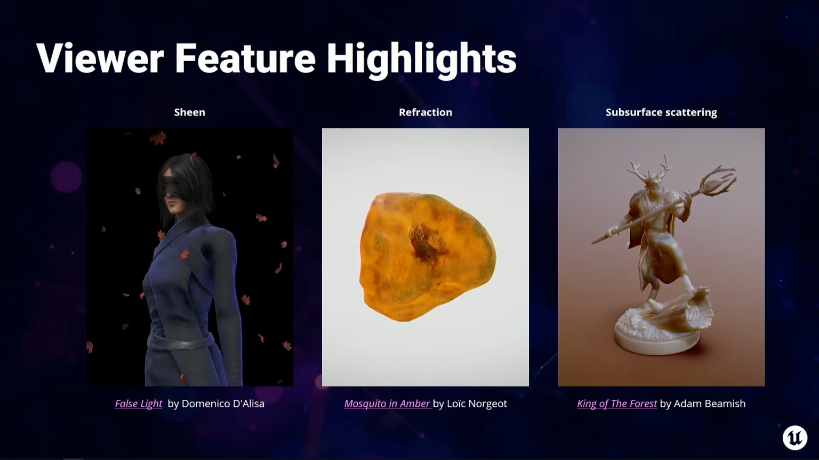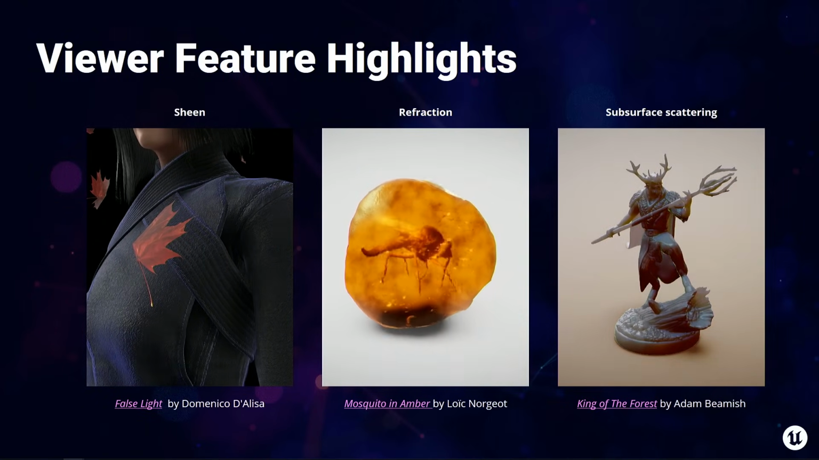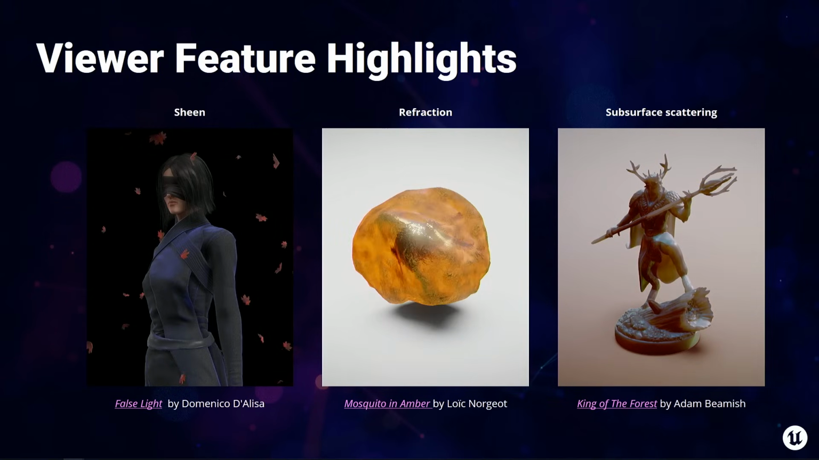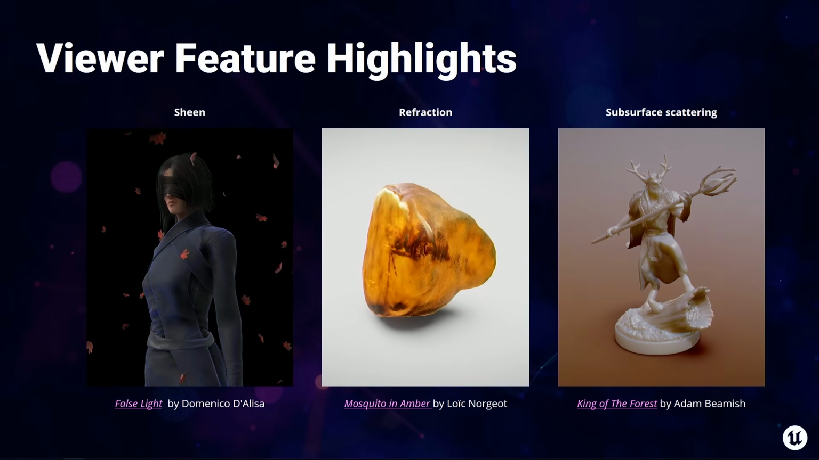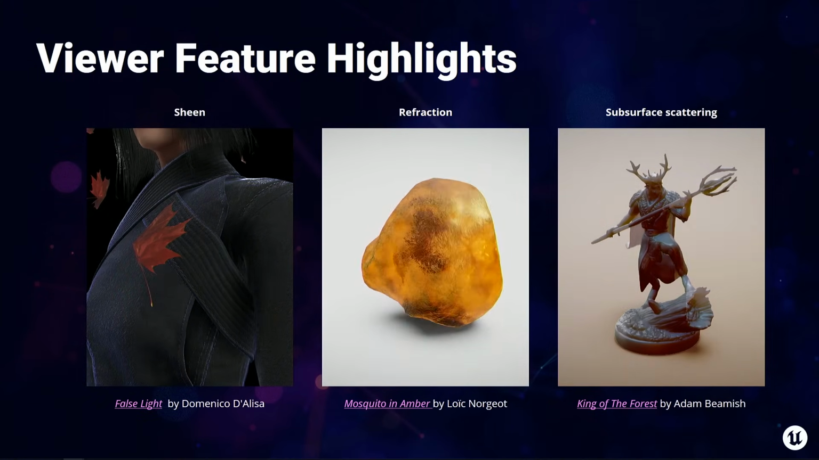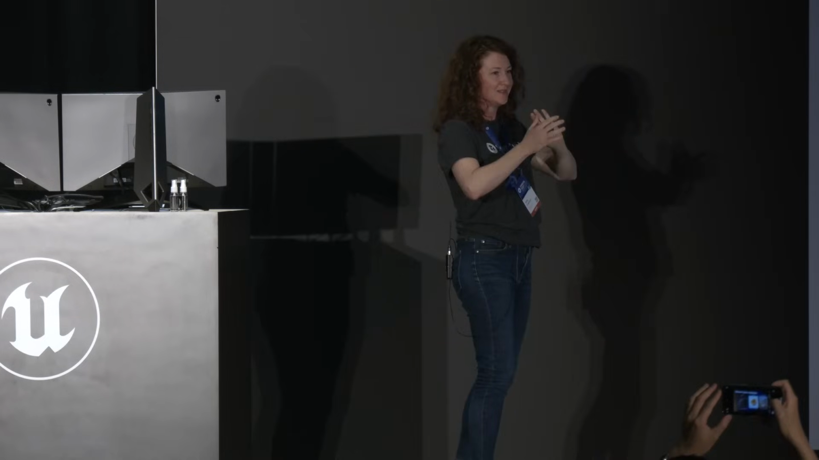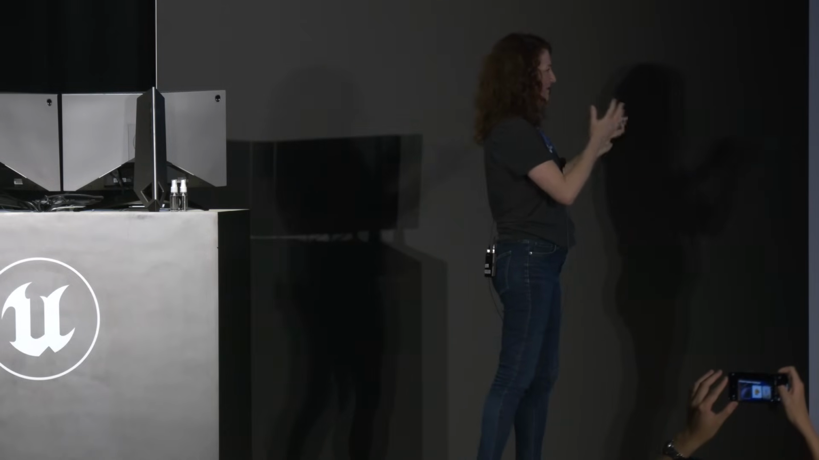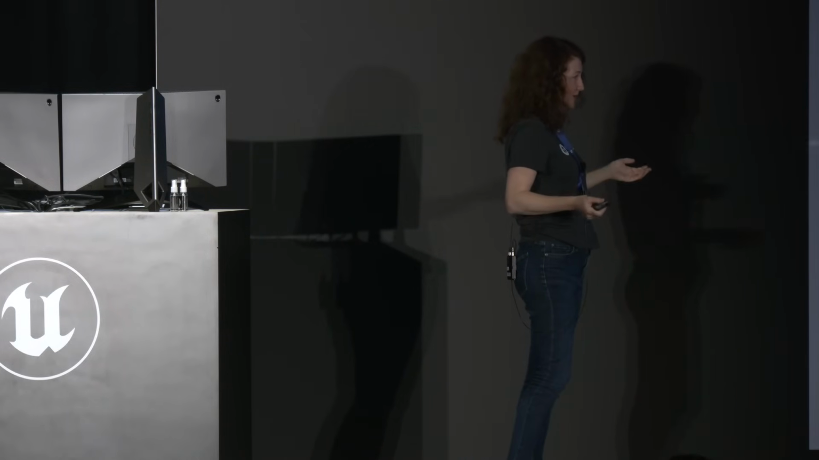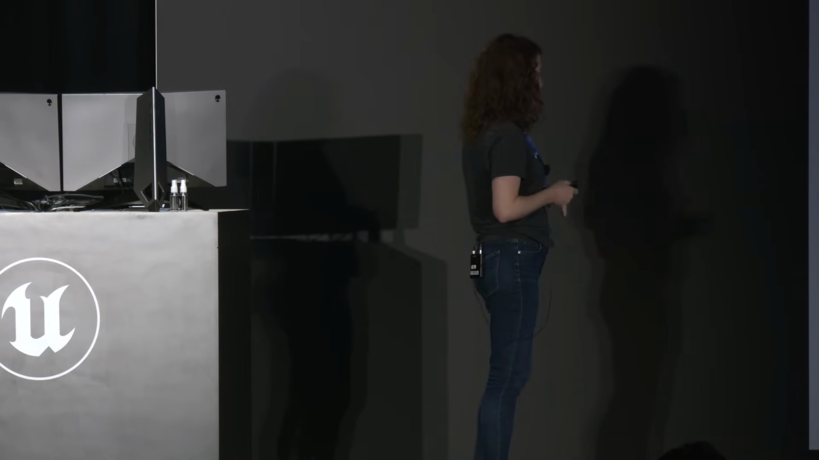And then we have a number of materials features as well. Sheen, refraction, and subsurface scattering are just a few of them, but these are all real-time materials effects. As someone moves the model around, it's dynamic and it changes, and you can really see how great everything looks. Subsurface scattering is one of my favorites, probably. It makes skin, wax, things like that look really, really excellent.